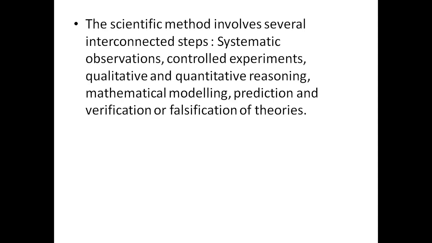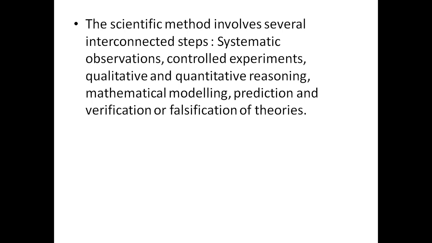Now, what is scientific method? The scientific method involves several interconnected steps: systematic observation, controlled experiment, qualitative and quantitative reasoning, mathematical modeling, prediction, and verification or falsification of theory. So, what does a scientific method consist of? It consists of systematic observation.